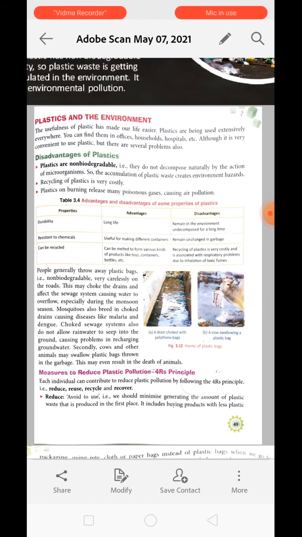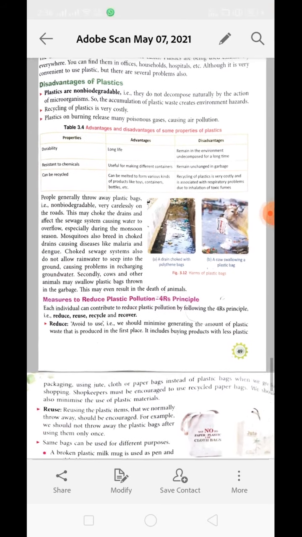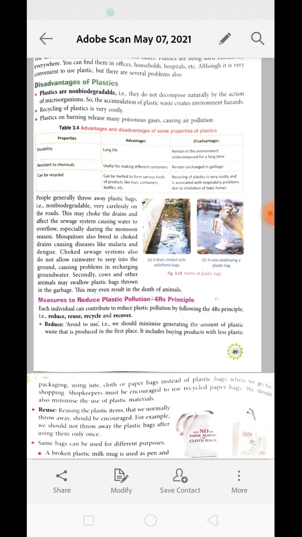What are the problems? The disadvantage of plastic is that plastics are non-biodegradable. They cannot be decomposed naturally by the action of microbes. Hence, they remain in the environment for a very long period of time. Understood? Recycling of plastic is done, but it is very costly. That is why people avoid doing it. Next, when plastic is burned, it produces many poisonous gases which cause pollution in the environment. That is why it is very harmful.